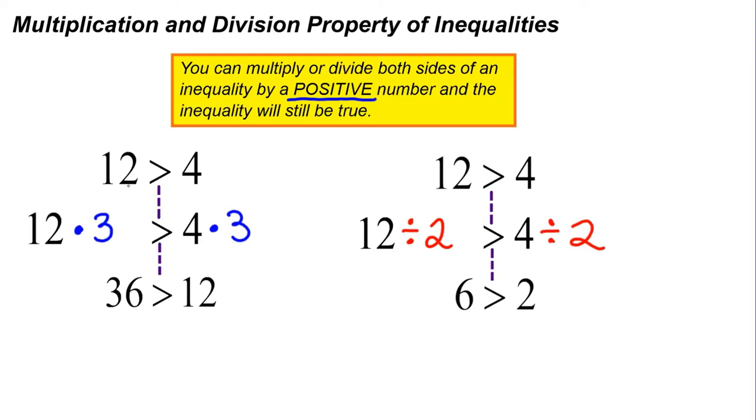Here I have an inequality that's obviously true. 12 is greater than 4, and I multiply both sides by a positive 3, and I get 36 and 12, and 36 is still greater than 12, so this inequality is still true. So if I multiply both sides of an inequality by a positive number, it will still be true. And then likewise, when I divide, I start with the same inequality, 12 is greater than 4, and I divide both sides by positive 2, and I get 6 is greater than 2, which is still true. So that part of the property still works.